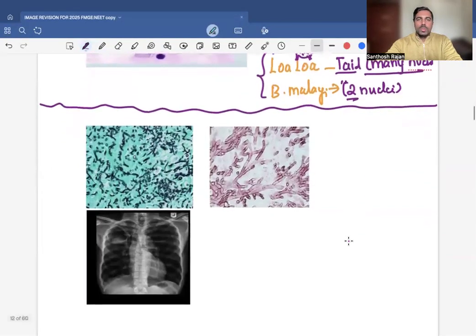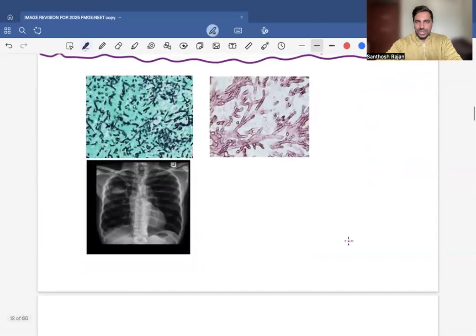Now we are going to the mycology part. Very easy, that's what I'm saying. Images, there are no mistakes in images. It's totally not allowed to make any mistake. So remember that. Now we'll start.